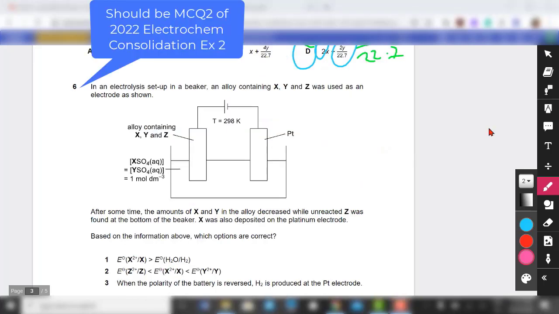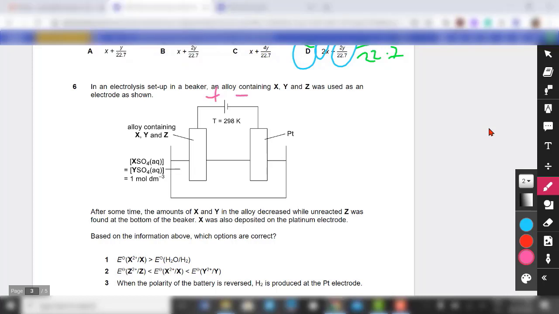The next question we are going to look at is question 6. Okay, so you have an electrolysis setup. Again, on the left hand side, you have an alloy consisting of X, Y, and Z, and then you have a solution containing X and Y sulfates. On the right hand side, you have an inert electrode, which is platinum. It would be good to actually write down the sign of the electrode, although it may not be necessary.